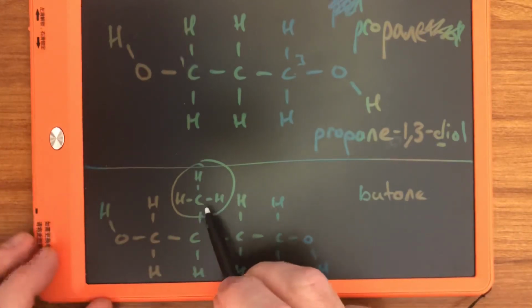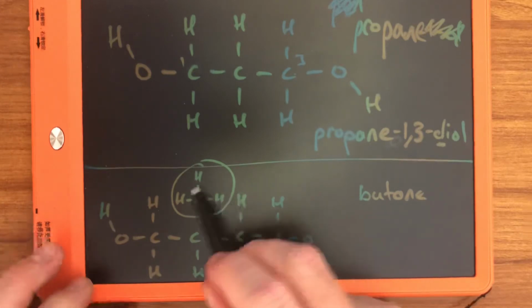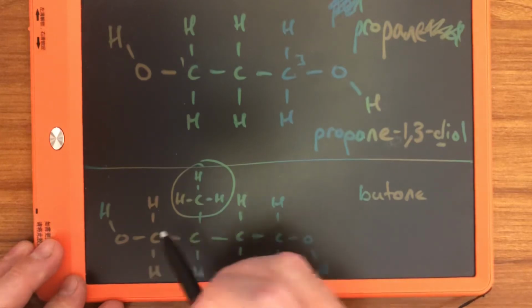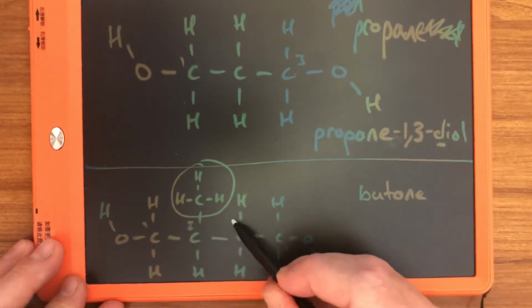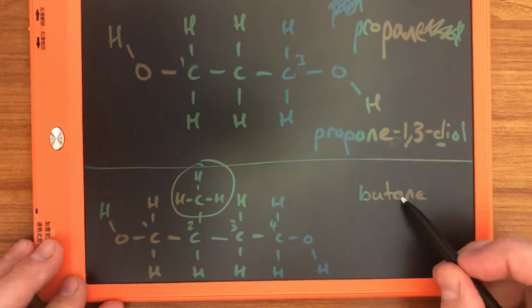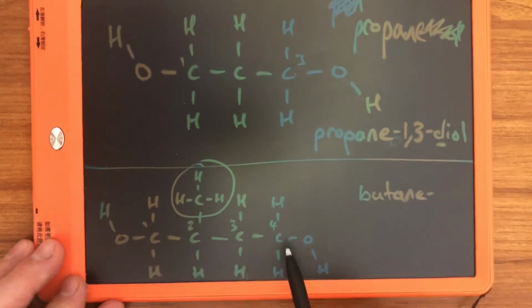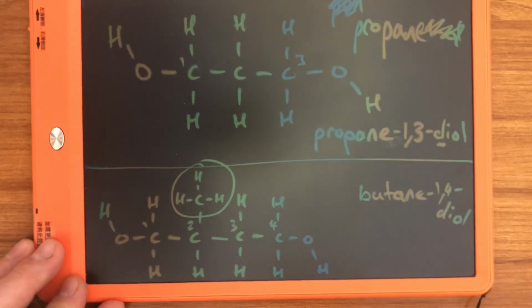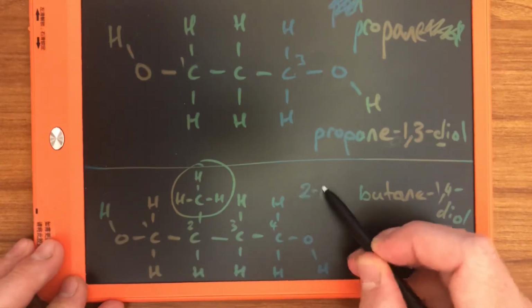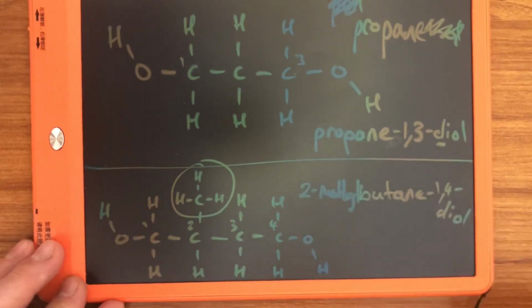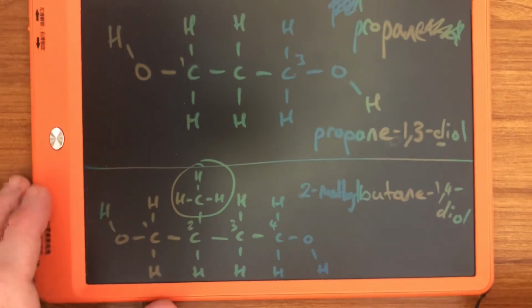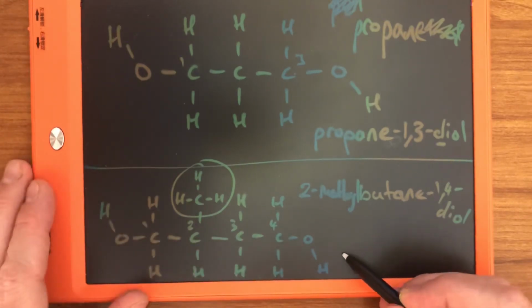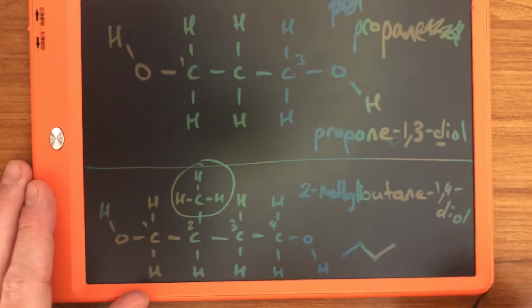Well, in this case, we would use the methyl group as like a secondary group to decide this. As this is closer to this end and these 2 carbons are otherwise identical, you would call this one carbon 1. That's 2, 3, 4. So it's butane dash 1, 4 dash diol. And then we put the methyl group, 2-methyl butane 1,4-diol.